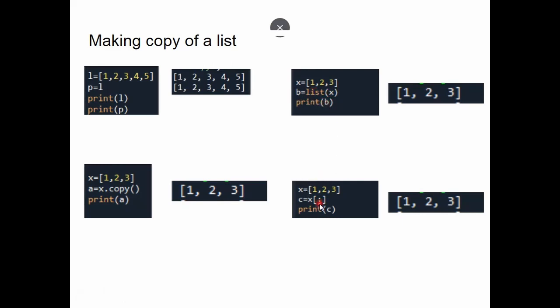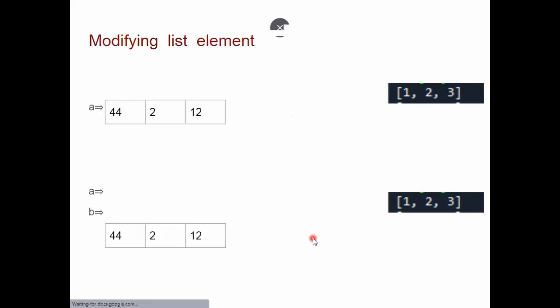Another method is by using slicing. Slicing we have discussed in the string video. So here nothing is given as the start point and nothing is given as the end point. That means the entire list will be copied into list c, and if we print list c, what are we going to get? We are going to get the same copy of list x.